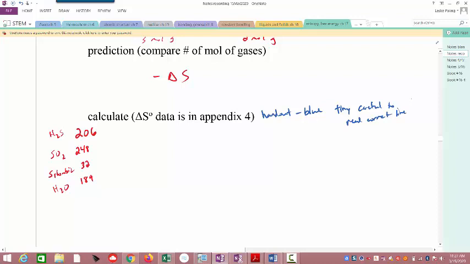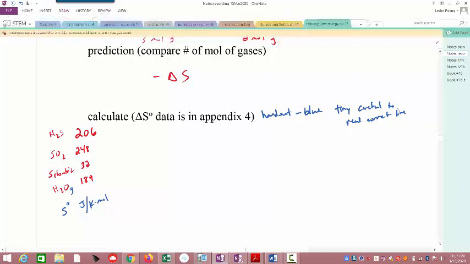Okay? It's organized by element. H2S was under the sulfur. Obviously, so were SO2 and the S solid that was rhombic. Important that you pick the one that was rhombic, not monoclinic. H2O, make sure you grab the one that is gas and not accidentally the liquid. Now, all of these S values are in joules per Kelvin mole.